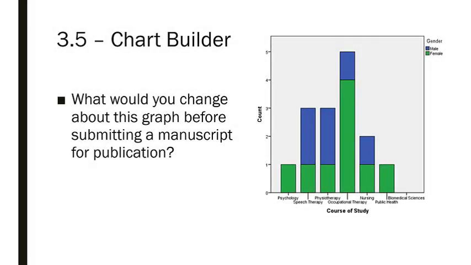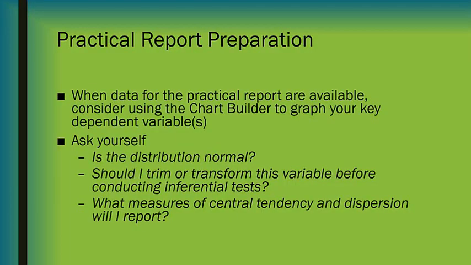I want to give you another tip about how you can be working on your practical report now. As soon as the data for your practical report become available, I want you to think about whether you are going to include a graph of any kind in your results section, and if you are, what that is going to look like. For your key dependent variables, you want to ask, is the distribution normal? Once you've looked at your data, you can ask yourself, is this distribution normal? Am I going to trim it or transform it before I conduct any inferential tests? And you can also be thinking about what measures of central tendency and dispersion you'll report. So even though we haven't covered any inferential statistical tests in detail, you can already be working on your practical report. All right, excellent.